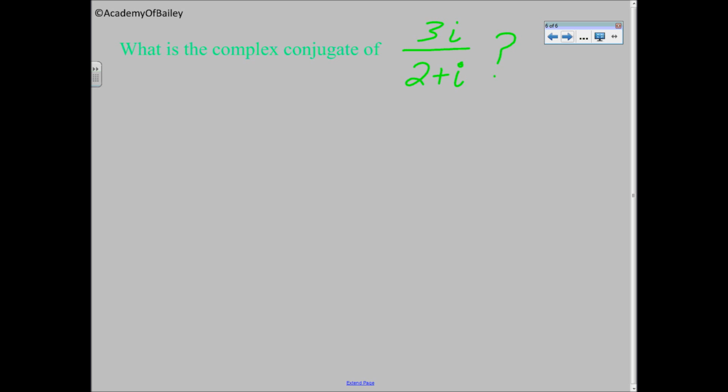Okay, there is an example there for you. I'd like you to try that one on your own. Pause the video when you're finished, or pause the video now and then try it, and then hit play and check to make sure that you are correct.